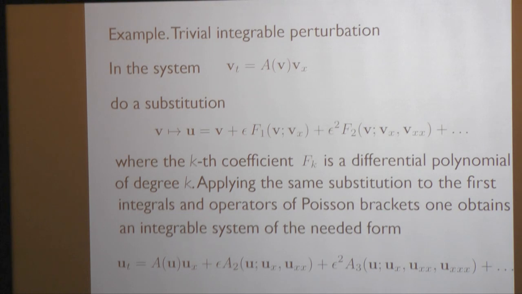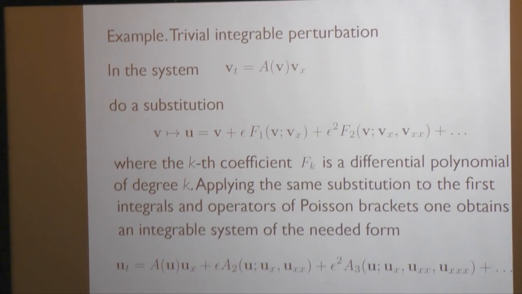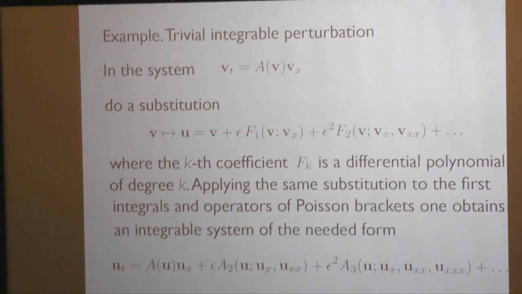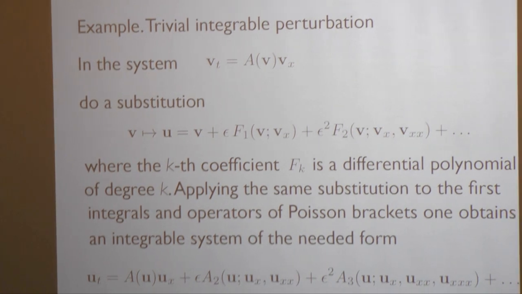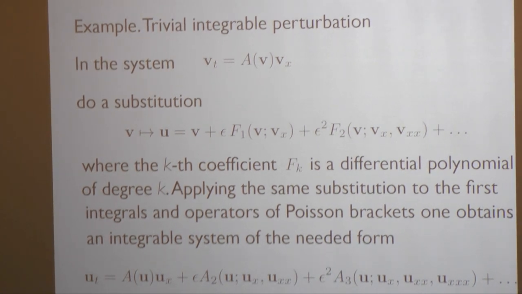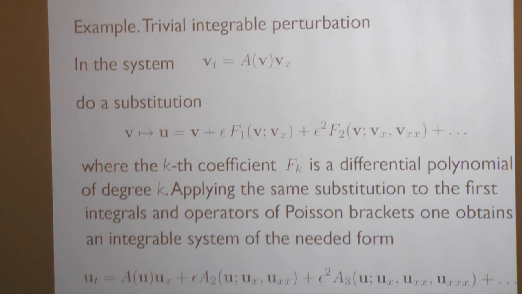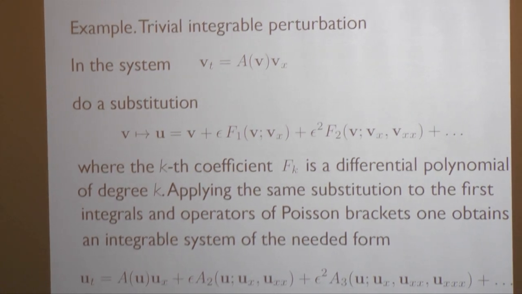Instead of the dependent variable u, I consider a new dependent variable, written as a formal epsilon expansion, such that the term f1 is linear in the first derivative, f2 is quadratic in the second, and so on. As before, the term of order k must be a differential polynomial of degree k. Do the substitution and rewrite the original vector field in new coordinates. Since the original vector field was integrable, it will remain integrable also in new coordinates. In this way we obtain, of course, an integrable perturbation in all orders.